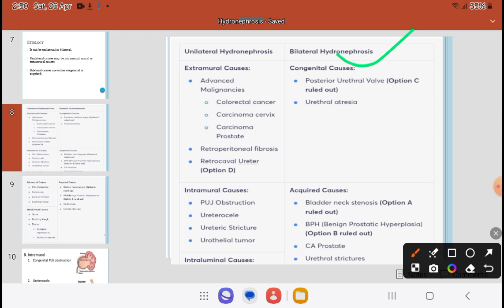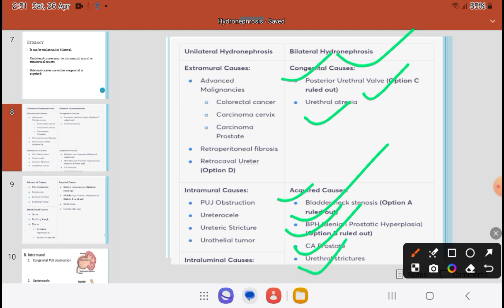We know that bilateral causes are either congenital or acquired. In congenital causes, there is a posterior urethral valve, and urethral atresia may occur. Acquired causes include bladder neck stenosis, BPH, again prostate cancer, and stricture formation.